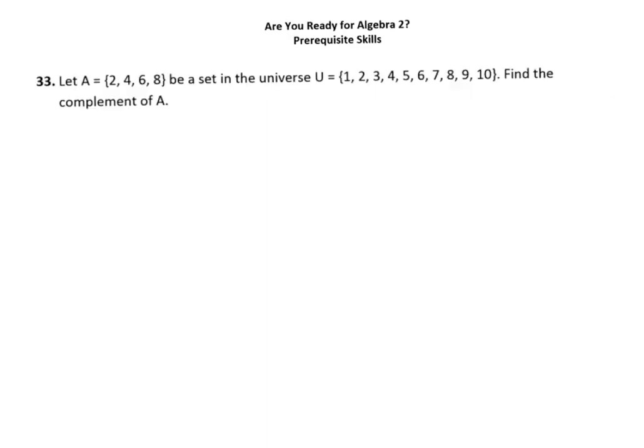Woohoo! Okay, on number 33, it says let A equal the set 2, 4, 6, 8, and it's a set in the universe of U equals 1, 2, 3, 4, 5, 6, 7, 8, 9, 10. Find the complement of A. So we have this universe set, this bigger set right here, that's numbers 1 through 10, and then A is basically a subset of U. So that's what A is equal to. What's the complement of A?